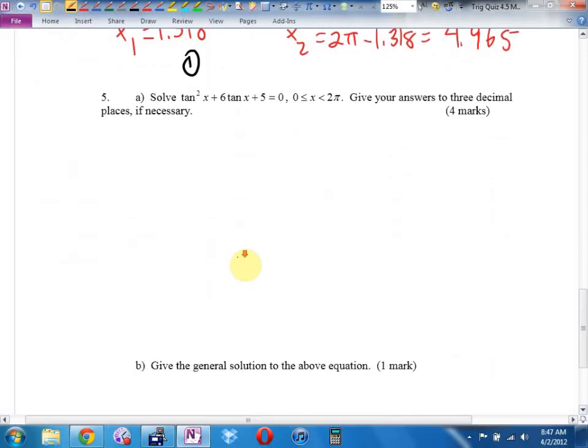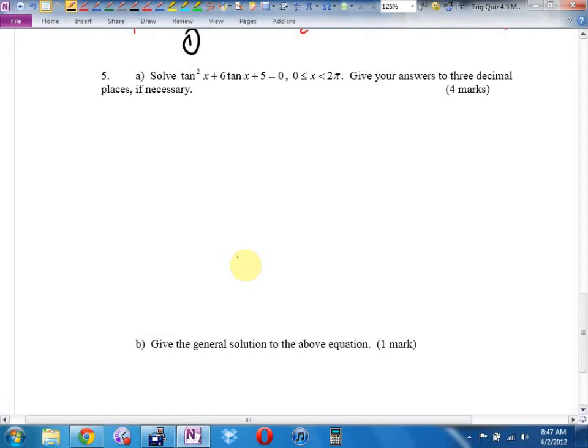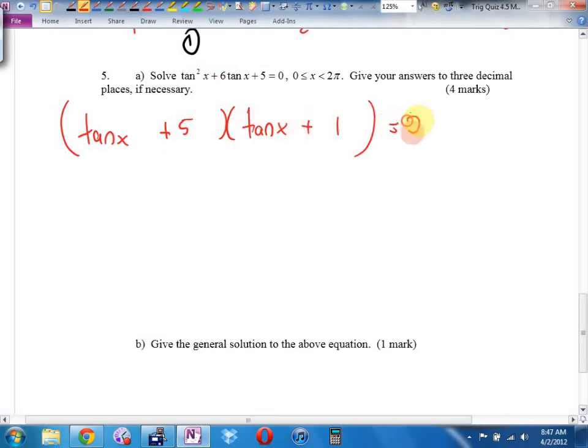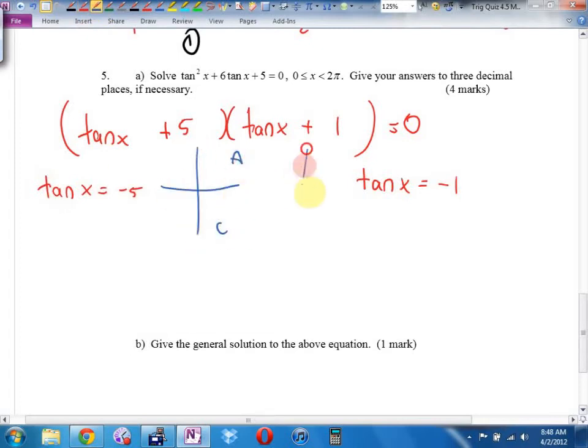Number 5. Last one. Solve tan squared x plus 6 tan x plus 5 equals 0. Okay. Wrong color. I think this factors into (tan x plus 5)(tan x plus 1), numbers that multiply to positive 5 and add to positive 6. I think 5 and 1. I think tan x equals -1. tan x equals -5. C, A, S, T. Tangent is negative here and here.